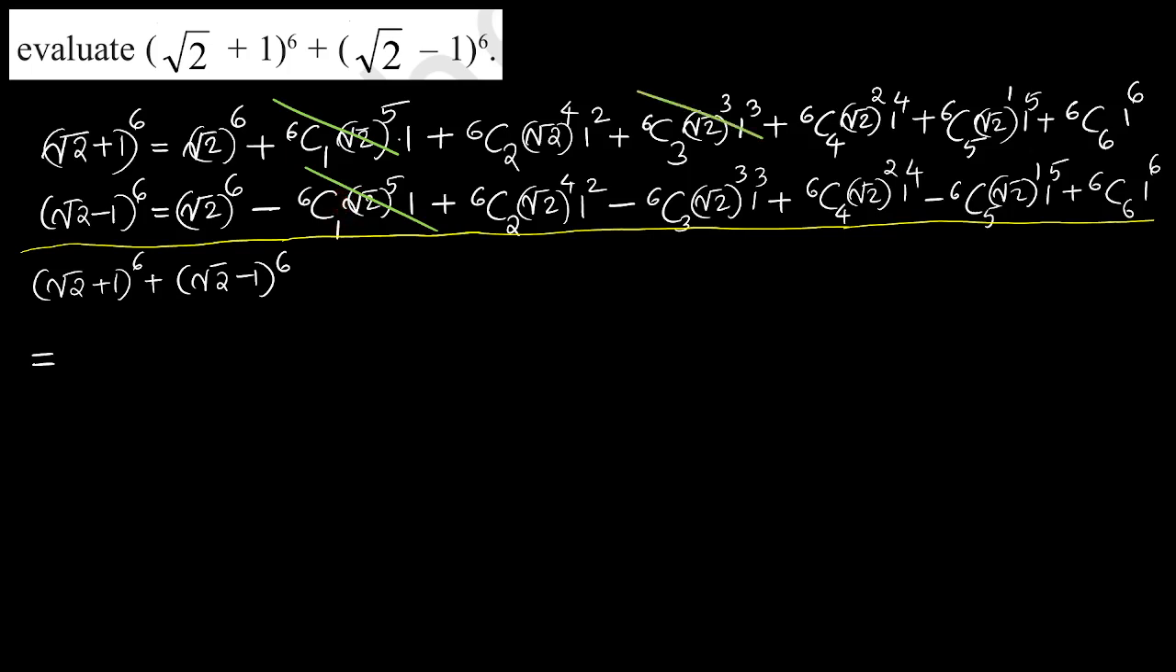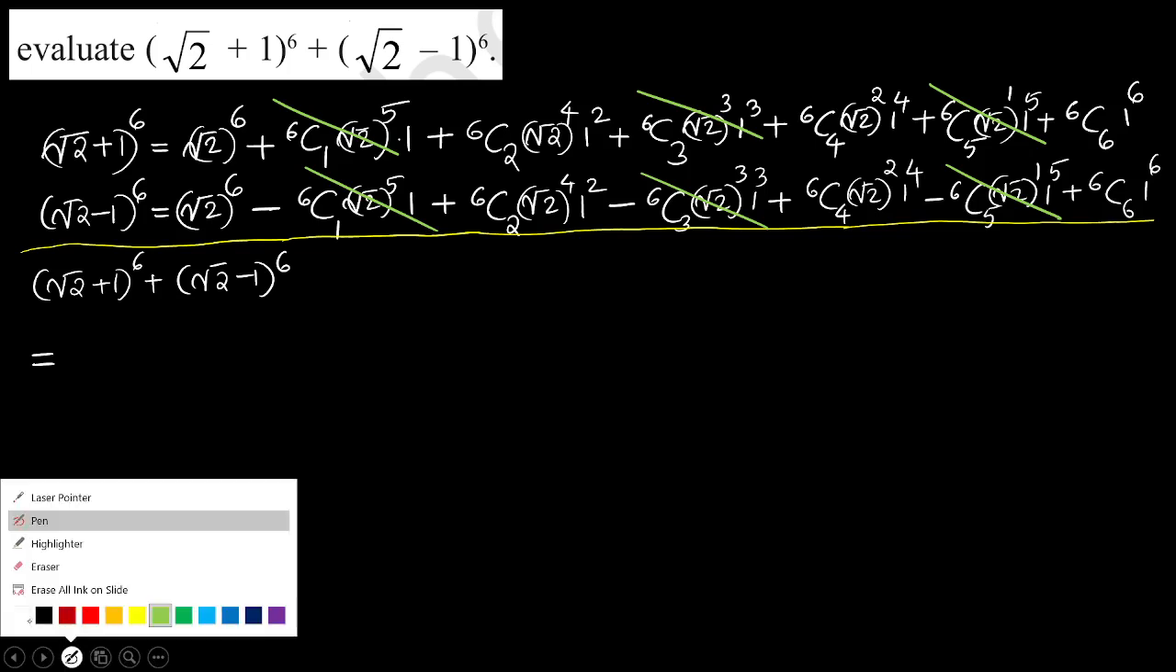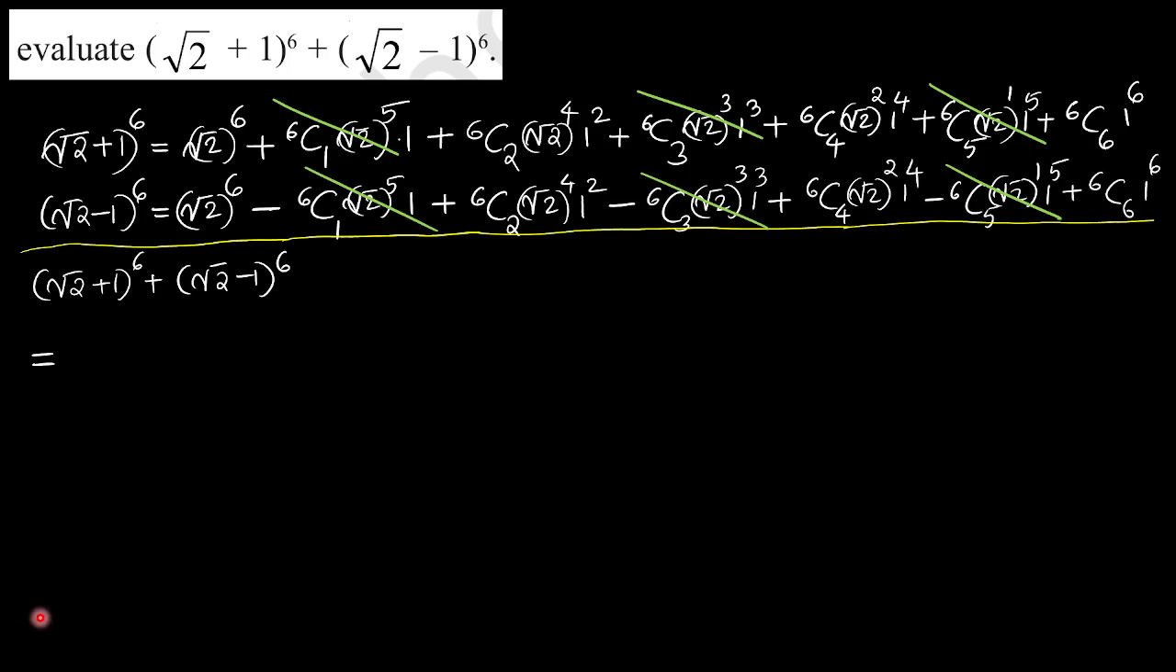Similarly, plus and minus cancel. Here also plus minus cancel. Other terms will be 2 times. Why 2 times? Root 2 raised to 6 plus root 2 raised to 6, 2 times root 2 raised to 6, right? For other terms, there will be 2 times.